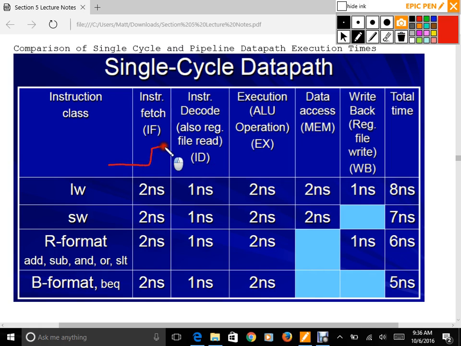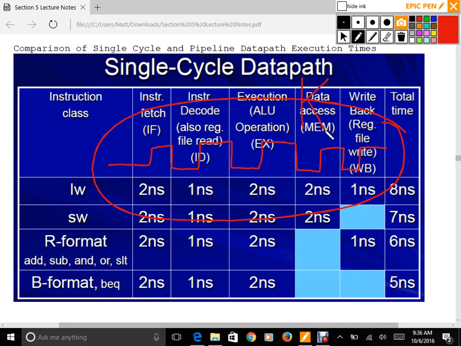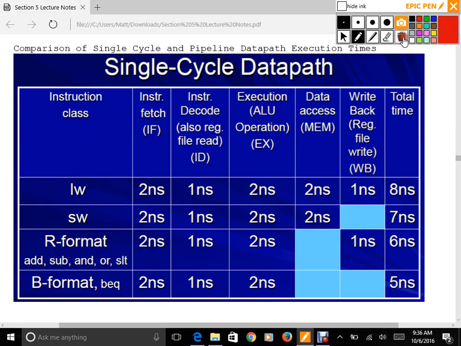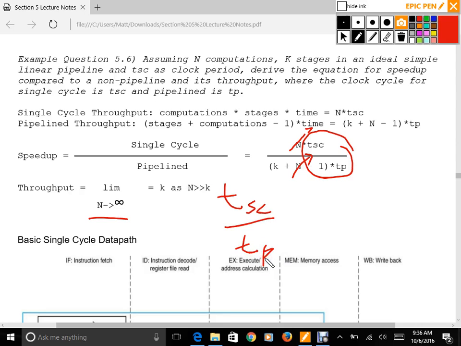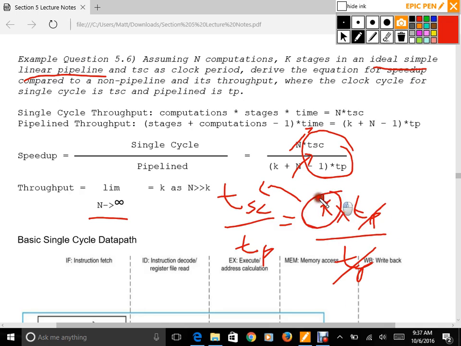That's a terrible drawing. See how this works? So we have to account for the number of cycles, which is K. So that's why in this equation here there's no K. Now, when you actually reduce this, its limit as N approaches infinity. N is going to infinity here and N is going to infinity here. So this becomes TSC over TP, and the single cycle time does account for K. So in an ideal simple linear pipeline, this is just K times TP over TP. Those cancel out, which is why we get K.